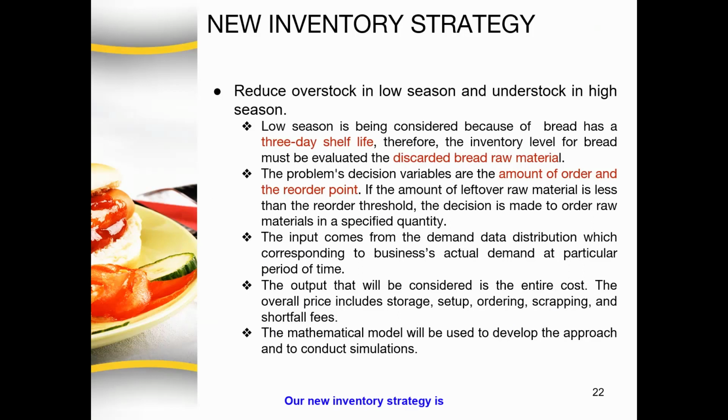Our new inventory strategy is to reduce overstock in low season and understock in high season. Therefore, the inventory level for bread must be evaluated to avoid discarding bread raw materials. The problem's decision variables are the order amount and the reorder point. The input comes from the demand data distribution, which corresponds to the business's actual demand at a particular period of time. The output that will be considered is the entire cost.